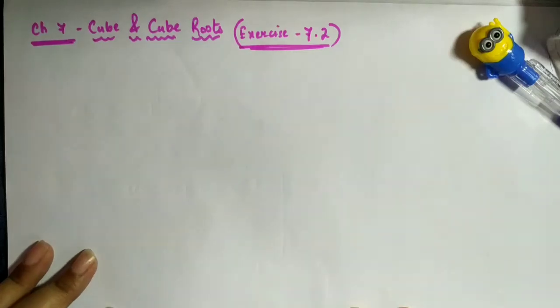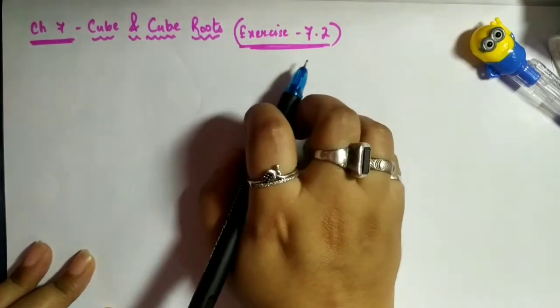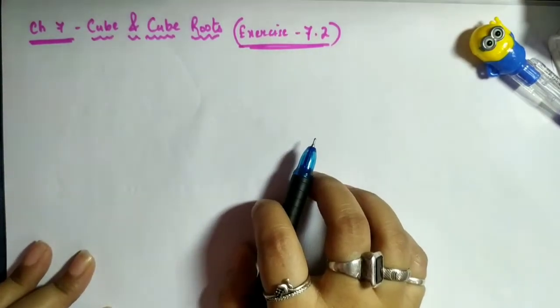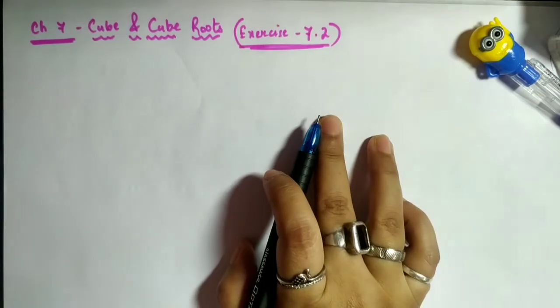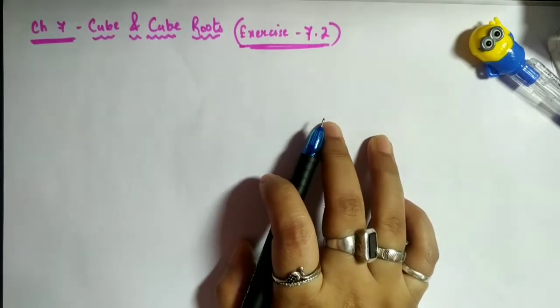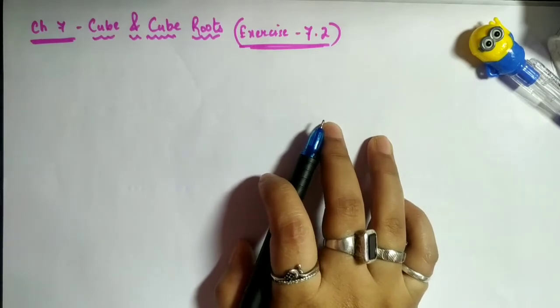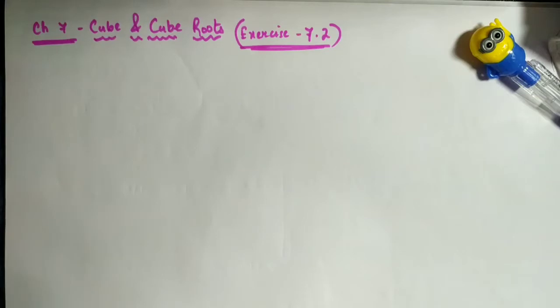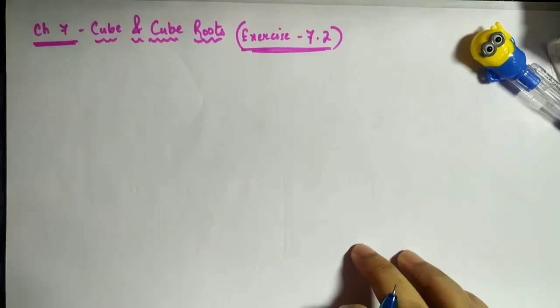Hello everyone. Today we are going to start with exercise 7.2 of our chapter 7, that is cube and cube root. The exercise is very small. Here we'll not be doing one of the questions, as we have discussed that we have omitted a few topics from our syllabus. So as we go through the exercise, I will let you know about that. So let's get started with question number 1.